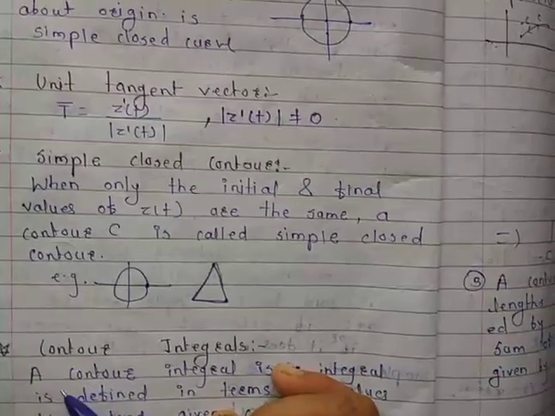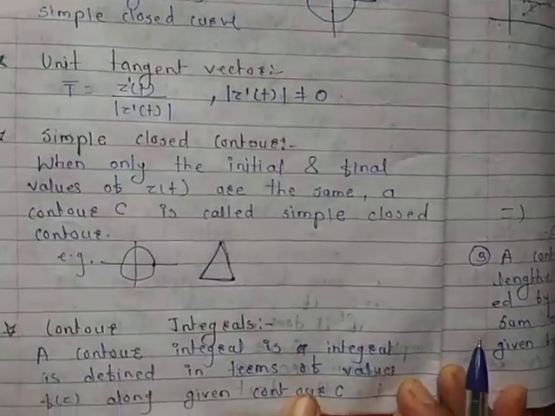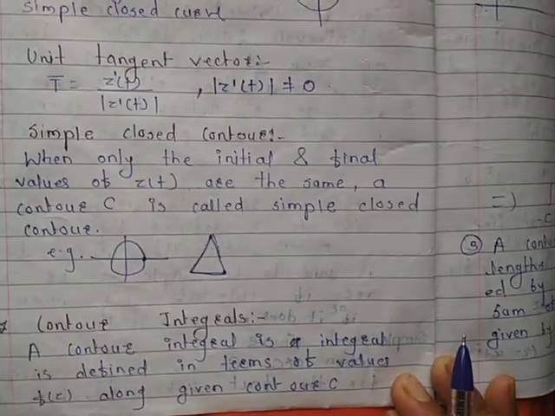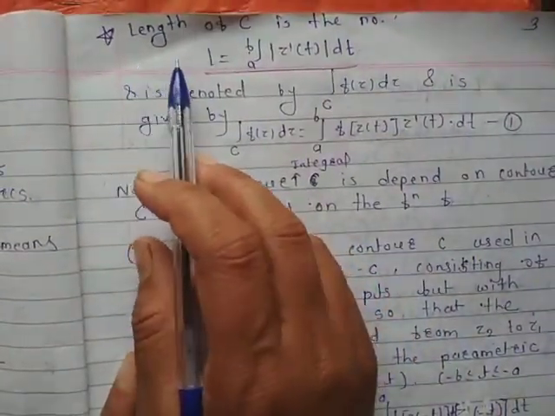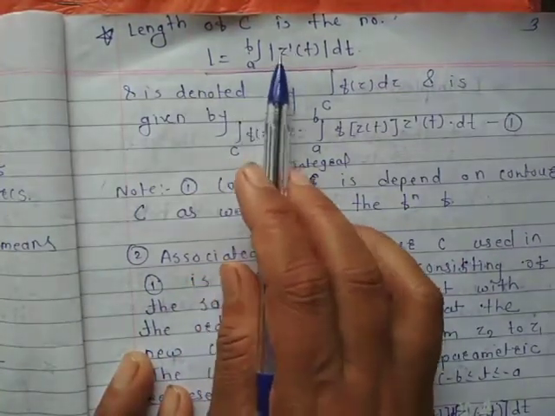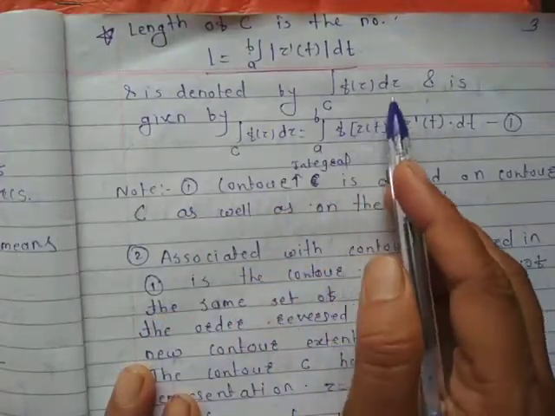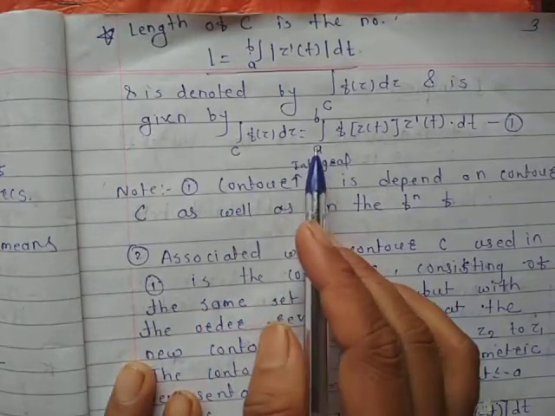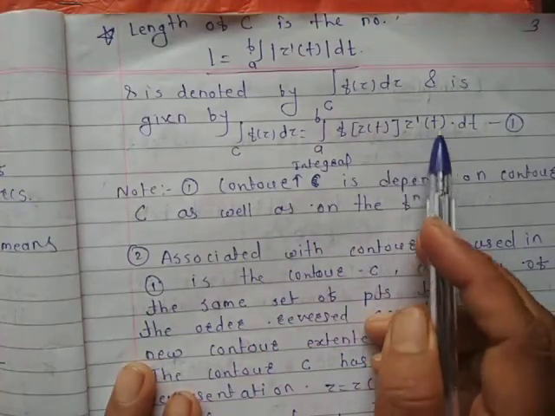Okay. Next definition is contour integral. A contour integral is an integral defined in terms of values of f(z) along a given contour C. Next is the length of C, the number L = integral from a to b of modulus of z'(t) dt. The contour integral is denoted by integral over C of f(z) dz, and is given by integral over C of f(z) dz = integral from a to b of f(z(t)) z'(t) dt.